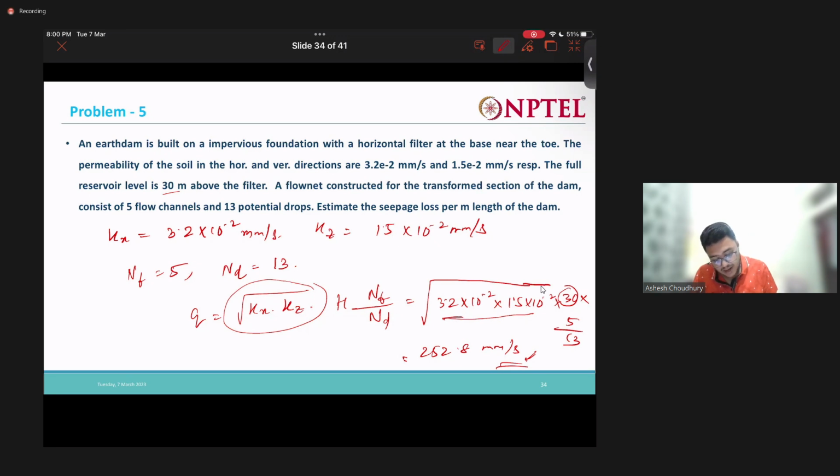This much per meter, okay, per meter length of flow, per meter length of the dam. Or else you need to convert this to meter, because it's asked to us per meter length of the flow, right? So some inconsistency might come, so it's better, I guess, you convert everything to meter, meter per second.